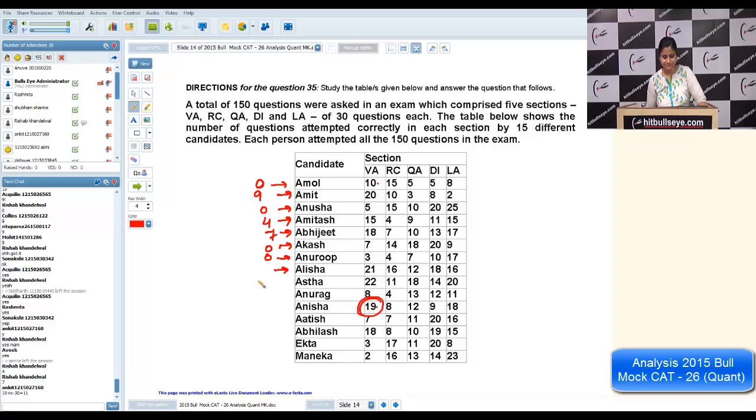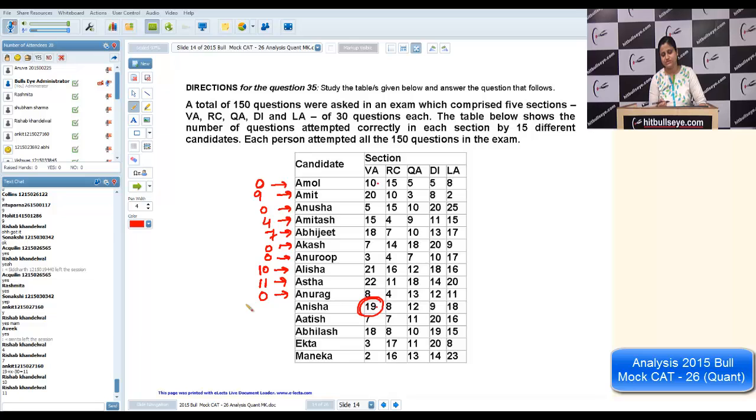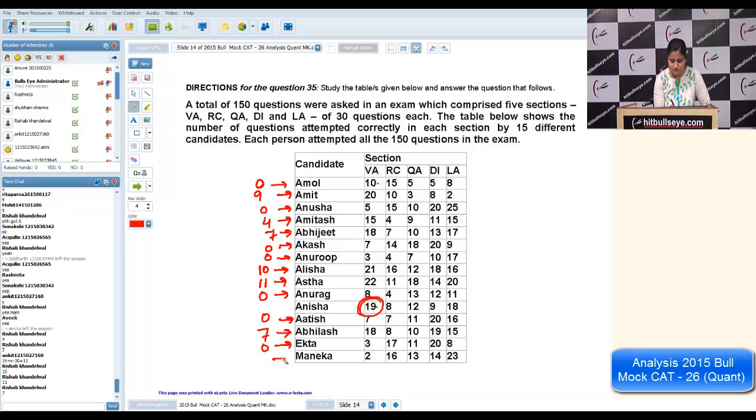Now coming to Alisha. What is Alisha and Anisha total? 21 plus 19. It is 40. In that case, it will be 10. Now coming to Astha. 22 plus 19. It will be 41. In that case, it will be 11. Very good. For Anurag, it will be 0. So whenever I'm getting a number which is greater than or equal to 11, I'll take that data. Coming to Atish, it will be 0. Coming to Abhilash, 18 plus 19 is 37, so 7. For Ekta, it will be 0. For Manika, it will be 0.